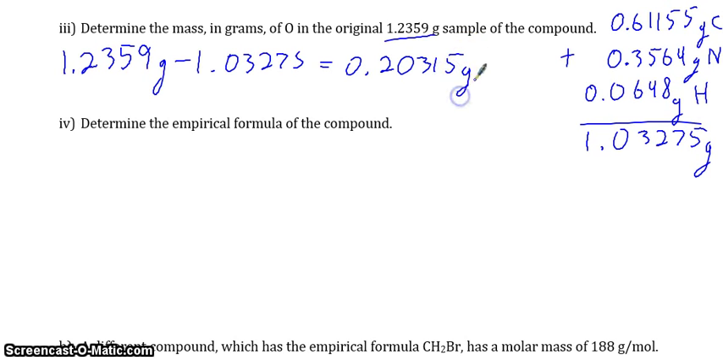We have 0.20315 grams of oxygen. So what you see is we have all four of these amounts now. So we can do the percent to mass, mass to mole. The percent to mass step is taken care of. We don't have to go through that. So let's set these up as masses.